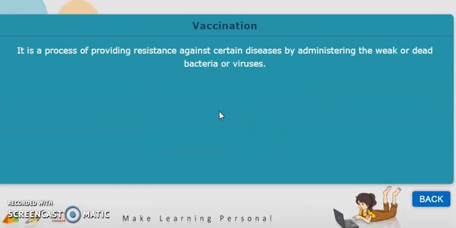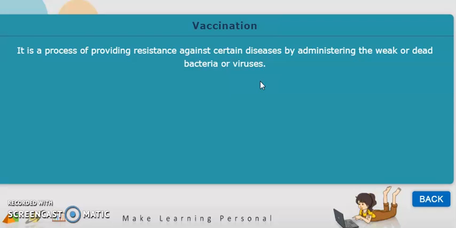Next we have vaccination. So children, vaccination is a process of providing resistance against certain diseases by administering weak or dead bacteria or viruses. It's like, children, vaccination is the administration of a vaccine, just to help the immune system develop protection from diseases. So it's a type of medicine.